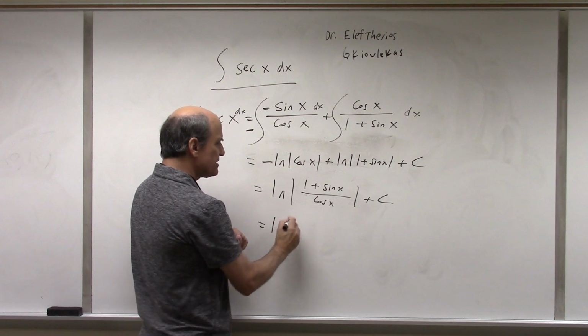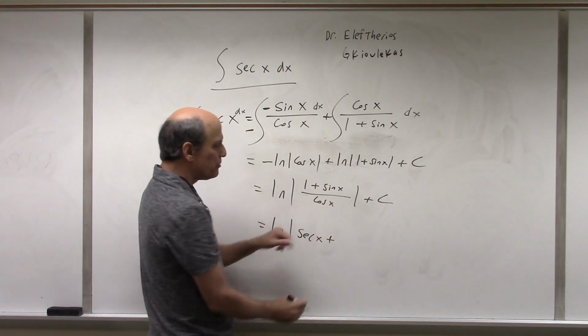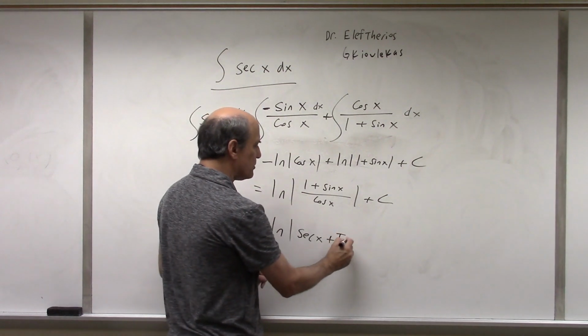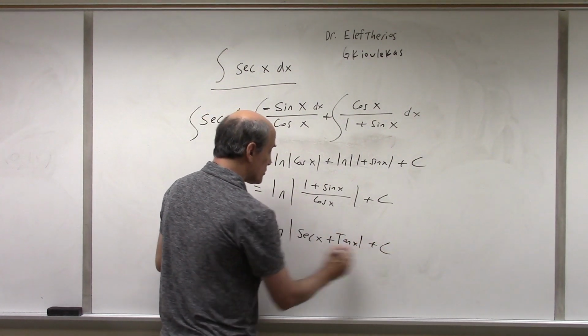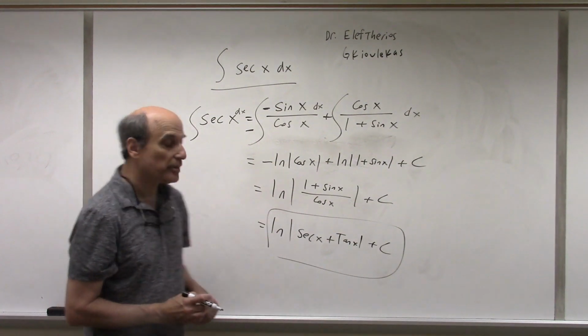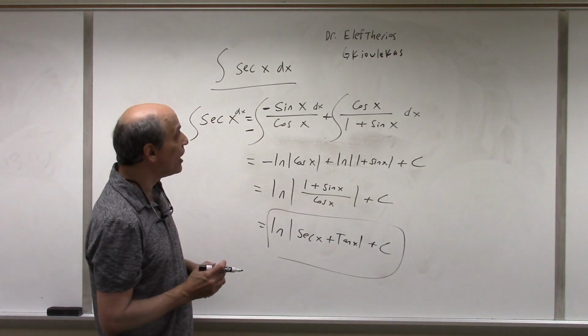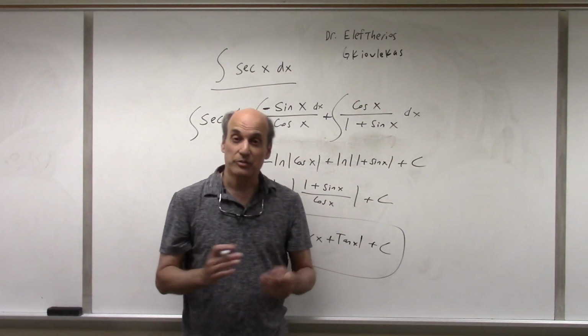But of course, that's the natural log of 1 over cosine, which is secant, plus sine over cosine, which is tangent. So sure enough, the integral of secant is the natural log of secant plus tangent. Again, I think this is a pretty cool way to derive that integral of secant, and that's why we're sharing it with you today.